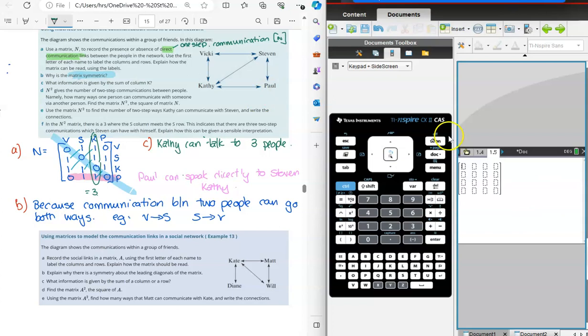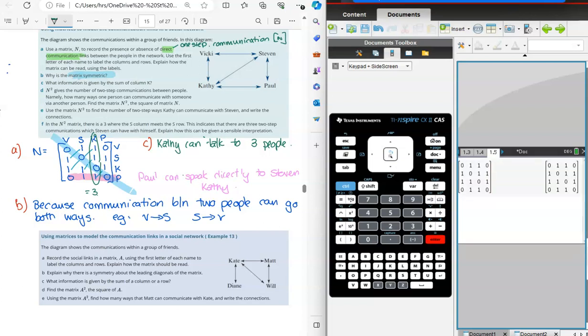And then I'm going to type in what we had. So we had 0, 1, 1, 0. Okay, so we're quickly typing. This is n. Okay, and so this tells us one-step communication. All right, so once I've done that, I just press enter.